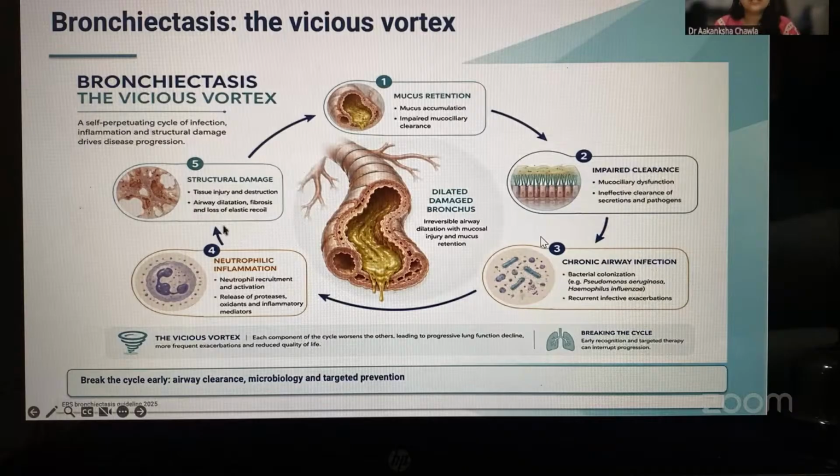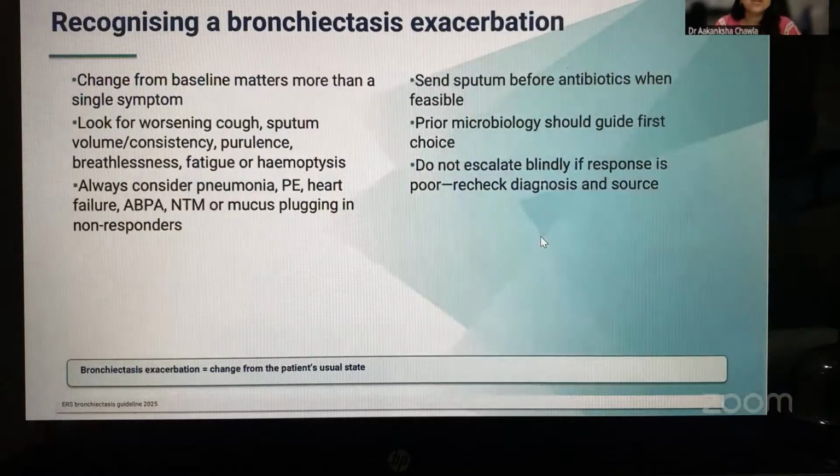Again, what would this lead to? This would lead to more tissue destruction and damage, resulting in more airway dilatation, fibrosis, and loss of elastic recoil. Again, because there is structural damage, more mucus retention. So this is a vicious cycle which happens in bronchiectasis, and this is the very basis of this disease, which is why in bronchiectasis we deal with more colonization and a lot of Pseudomonas also in our country, because of the stasis of these secretions and the structural lung damage.